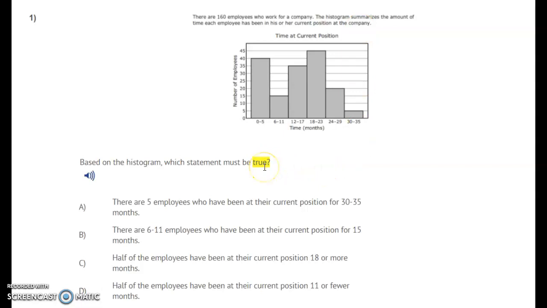We're looking for what is true. So we're going to start with A, and it says there are 5 employees who have been at their current position for 30 to 35 months. The first thing that I would do is look at what it's asking you as far as employees and months. We know the months are down here at the bottom, and the employees are over here on the side. So make sure that when you're reading this question, you're keeping in mind where you're looking for your information, okay? Then once you can see which one matches the true statement, that will be your correct answer.